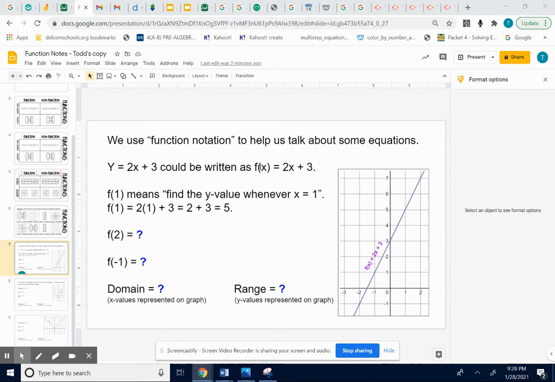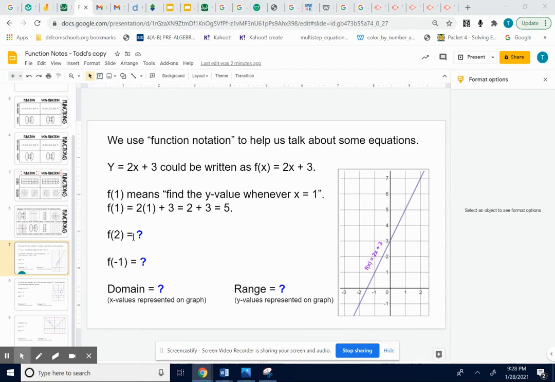Okay, there's something else this means. If I have f of x is equal to 2x plus 3, and I want you to find f of a number, like f of 1, f of 1 just means find the y value when you replace x with 1. So if I replace x with 1, I have 2 times 1 plus 3, which is equal to 5.